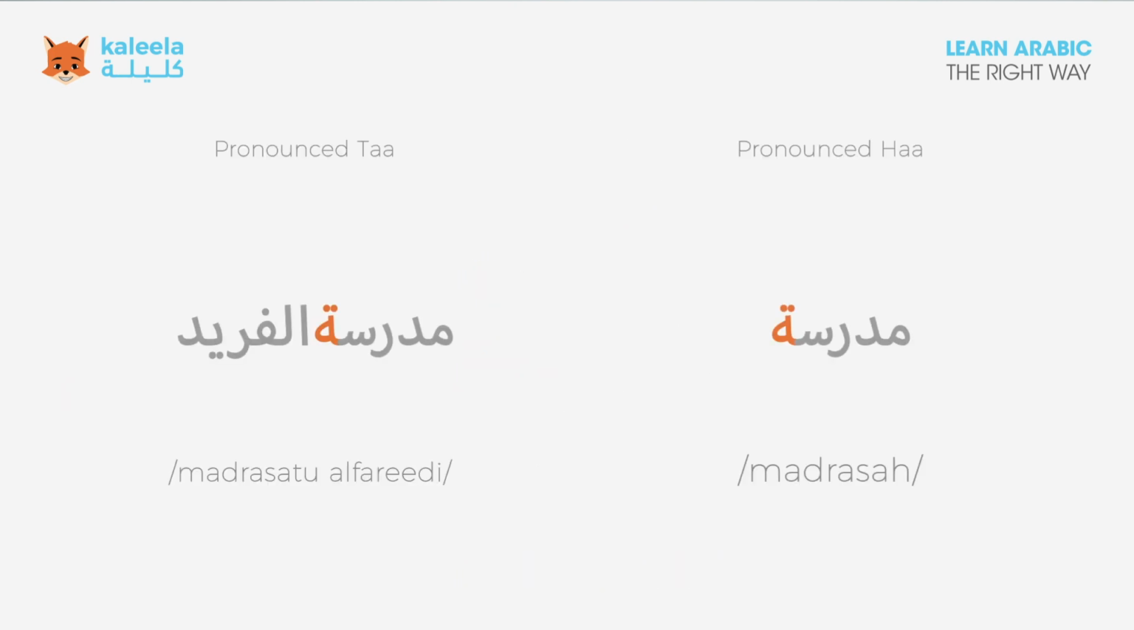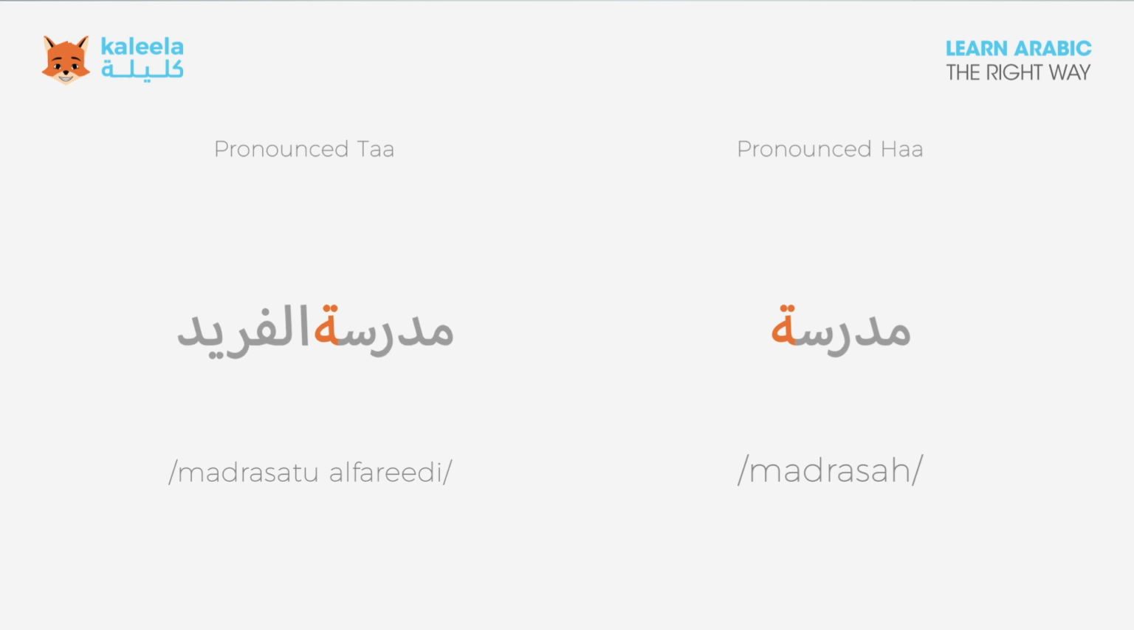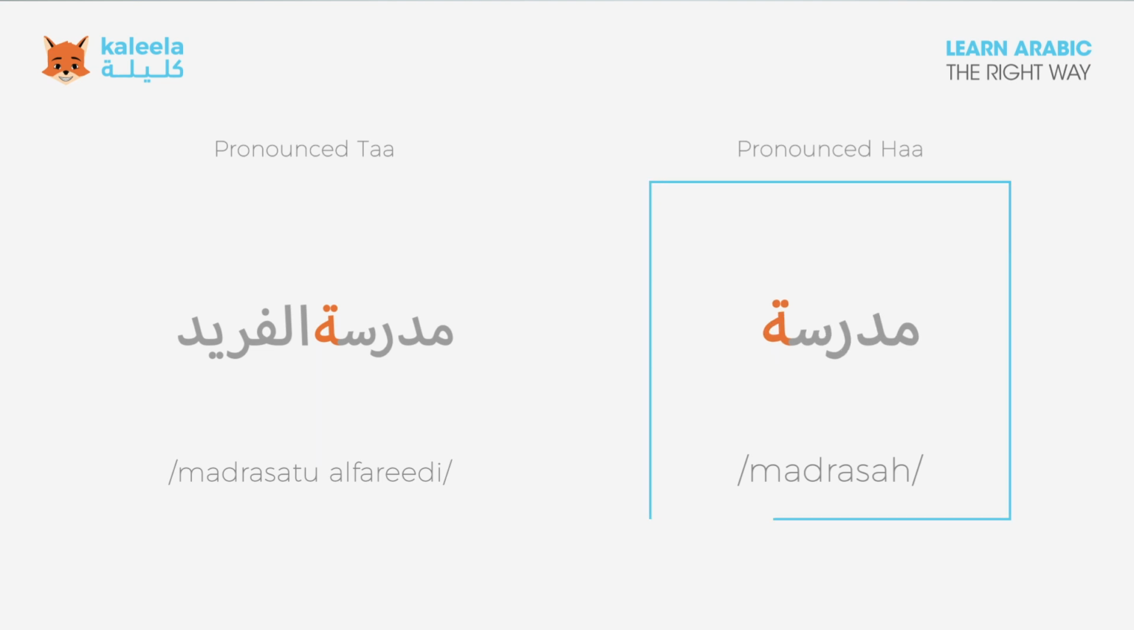Side note, Ta marbuta has two ways to pronounce it. It is pronounced Ta when you want to connect it with the next word, as in madrasatul faridi, and pronounced ha, which is a letter in the Arabic alphabet, when you stop at it, as in madrasa.